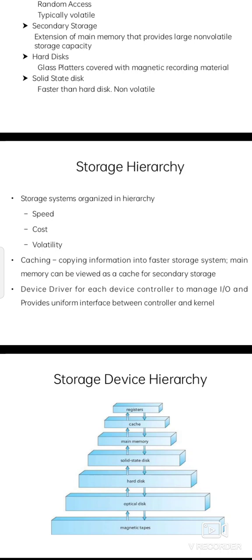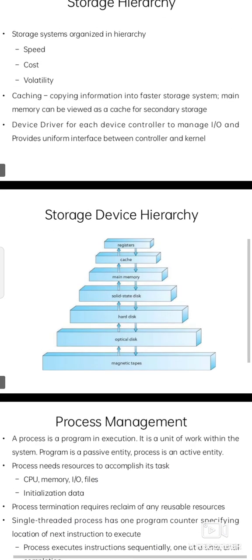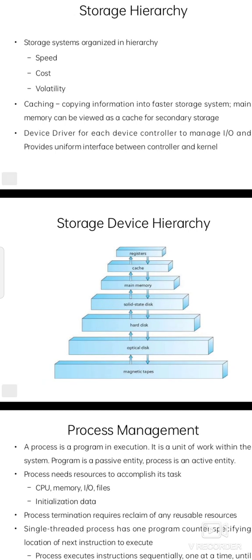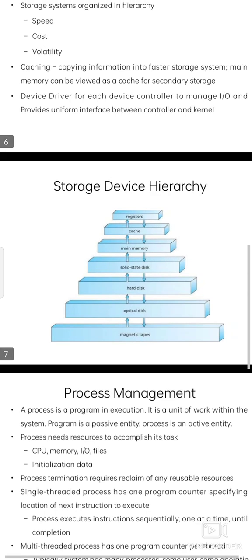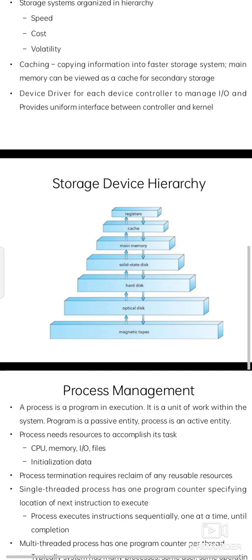Caching. The cache memory acts as a copy of the main memory. Frequently used data items will be stored in cache memory. Whenever an OS is executing a program, first it will check the cache memory. If the data is found, it will be retrieved directly and the program will be executed. If it is not found, it will go to the main memory, get the data and execute the program. For that purpose we go for the cache memory. For each and every device there is a device controller to manage the input output and provide a uniform interface between the controller and the kernel.